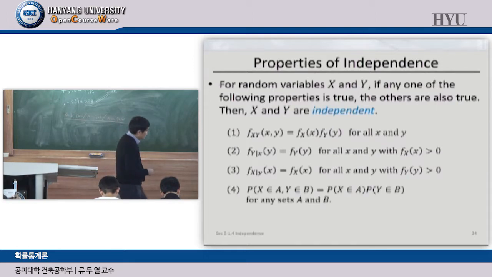And lastly, the probability that x is included in a set A and y is included in a set B is equal to the multiplication of each probability. This is the identical concept with number 1. So this should be satisfied for any sets A and B. So in the case of independence, these 4 properties should be satisfied.